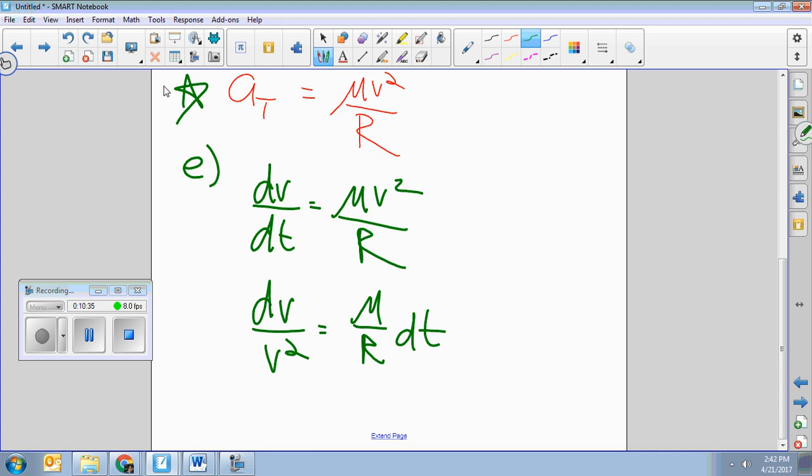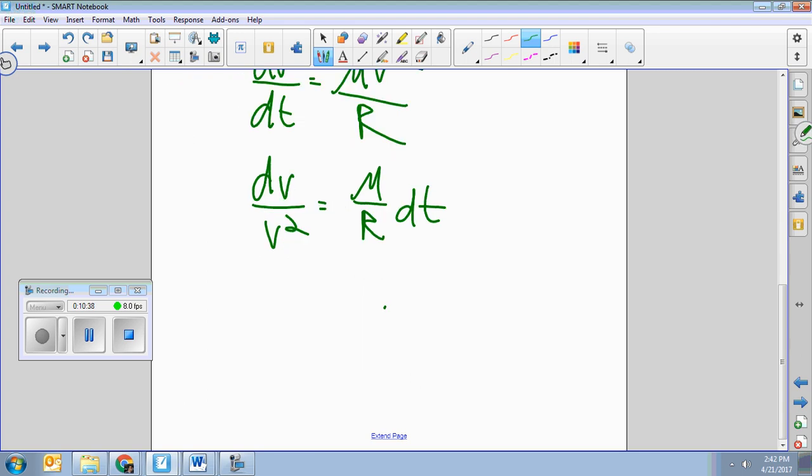So the bounds on the integration are the tricky part. All right. So watch this, you guys. So this side, everything is with respect to velocity. This side, everything is with respect to time, right? So I'm going to integrate both sides, but I need to make sure that I appropriately choose my bounds of integration. Okay? So let's do this side first.